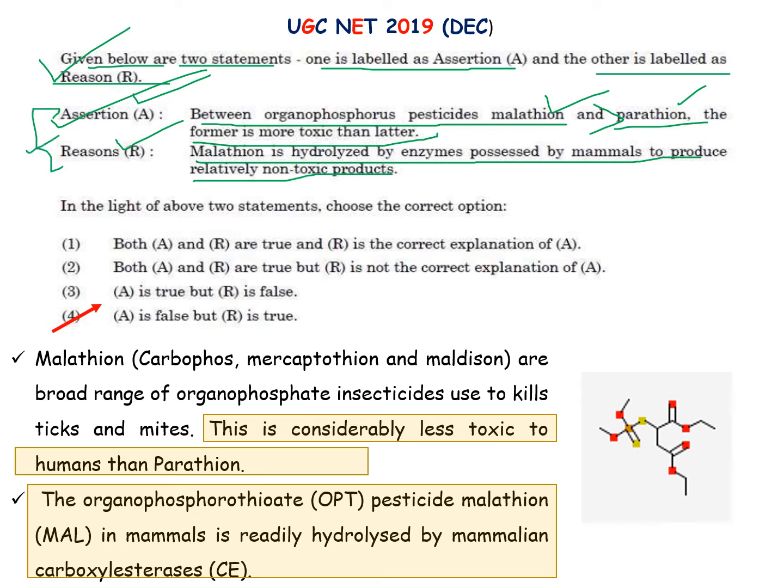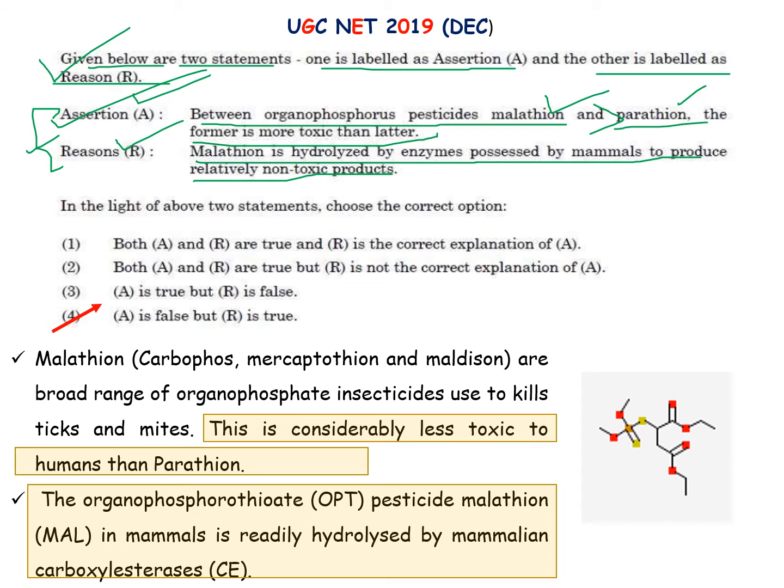Here the reason given is that malathion produces non-toxic products, which means it should be less toxic. And in the assertion it is given that malathion is more toxic than parathion. So this is a kind of tricky question. You should read the questions carefully before you answer it.